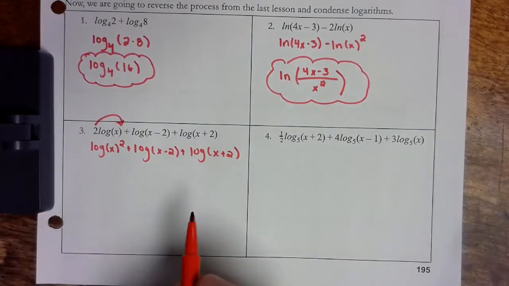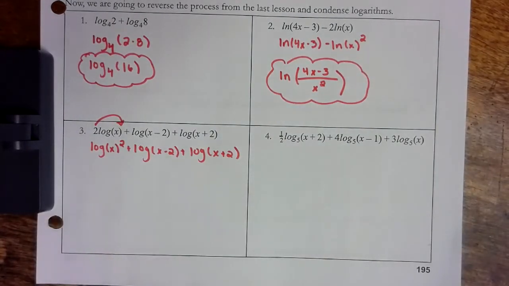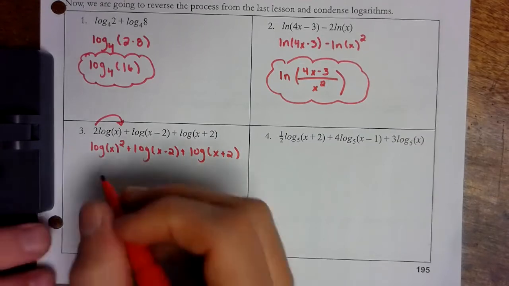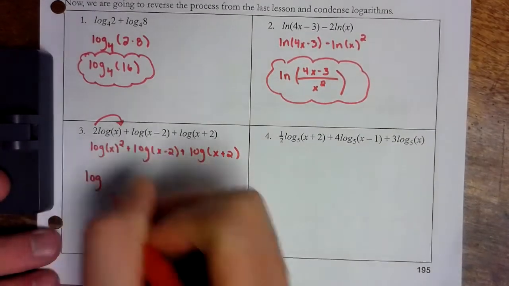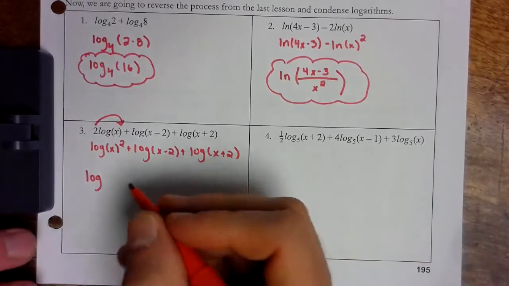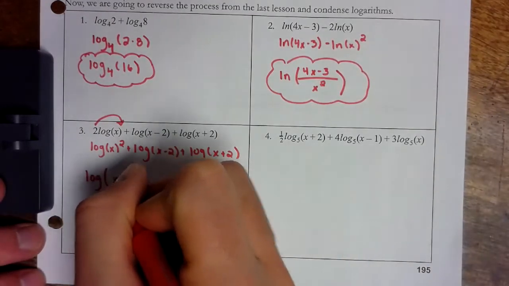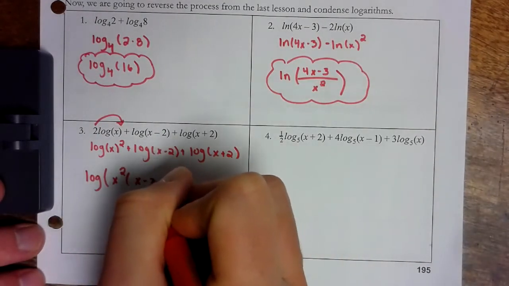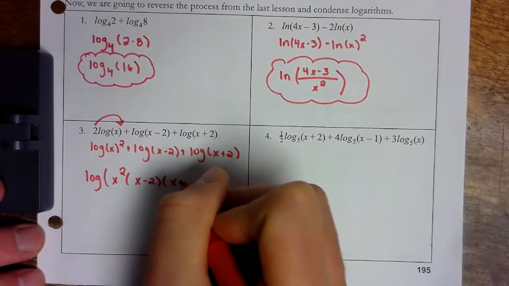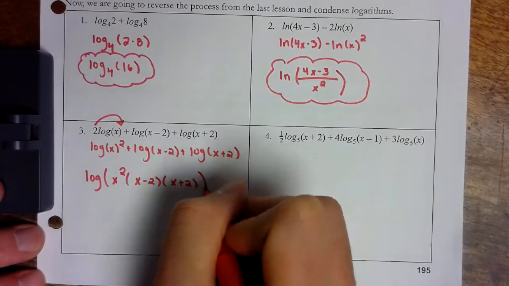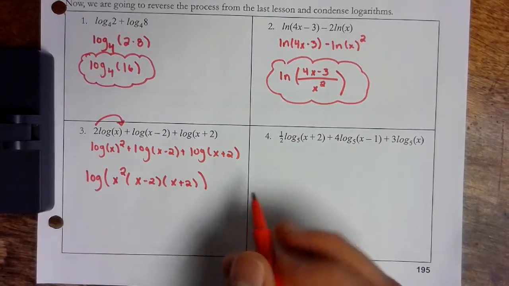So I have 3 different things being added, which means we can multiply all those things together. So this is really the log. Remember, if we don't write a base, it is really base 10, of x squared times x minus 2 times x plus 2. And you know what? Since we know how to do it, let's multiply all these things.